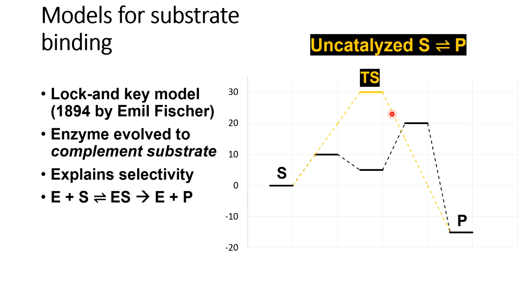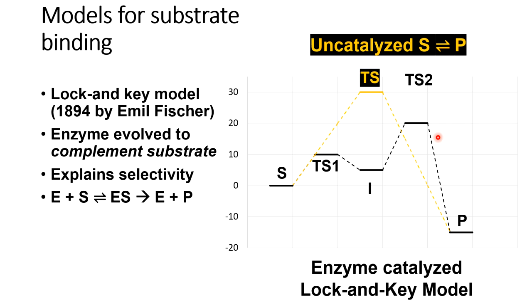Now let's think of the enzyme catalyzed reaction. If an enzyme instead takes up substrate to form an intermediate, which in this case is the enzyme substrate complex, we have a second potential well. There's a transition state in between, and then a second transition state between formation of the enzyme substrate complex and formation of product.